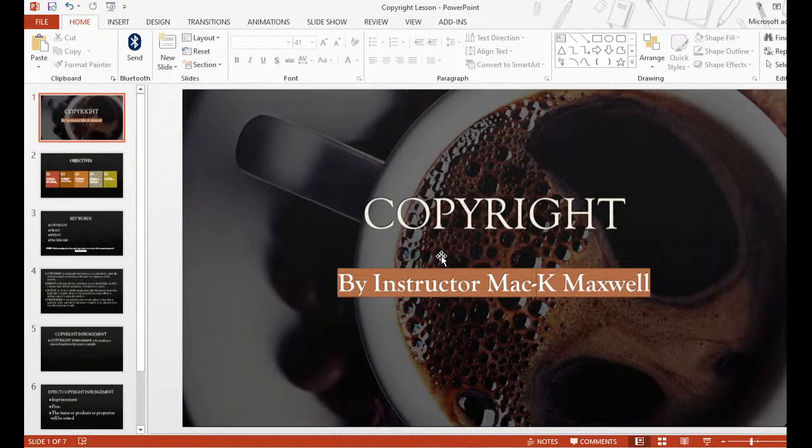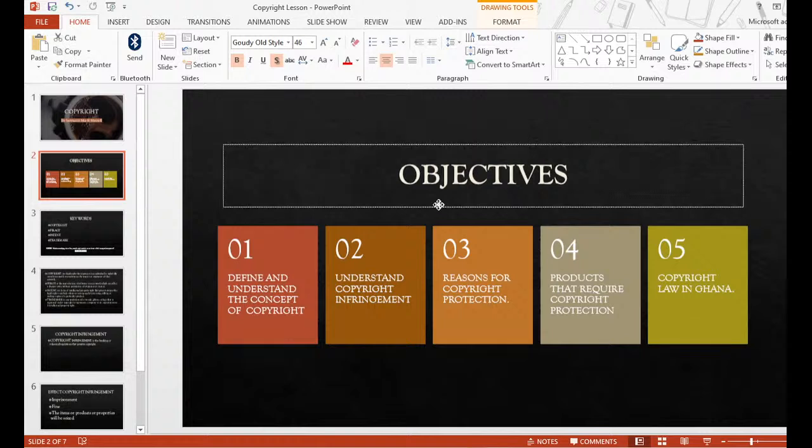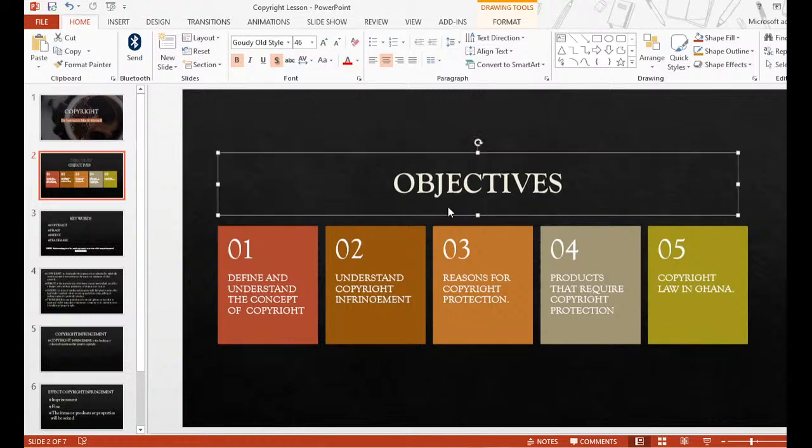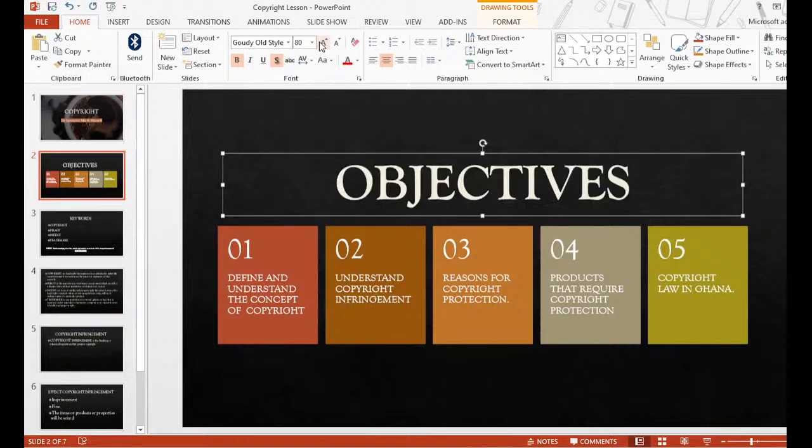topic. Before we go deep into what copyright is, we want to look at the objectives for this topic: what we want to achieve by the end of the lesson. We have 5 objectives to achieve by the end of this lesson, and all of us are going to achieve them.